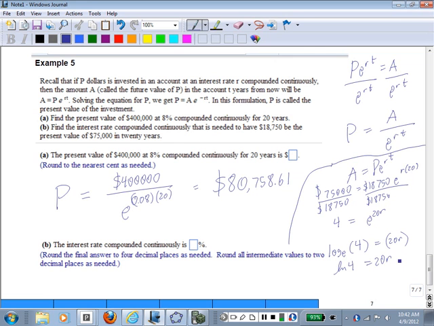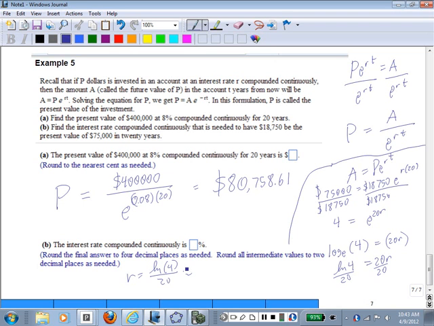So once we rewrite it in logarithmic form, it's no longer an exponential equation. In fact, it's not even a logarithmic equation. It's a linear equation because it's just 20 times r equals ln of 4. So we can divide both sides by 20. And r equals the natural log of 4 divided by 20.